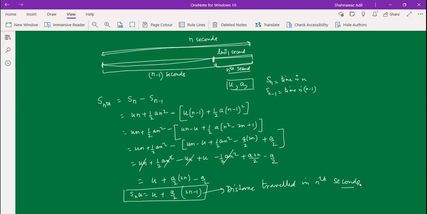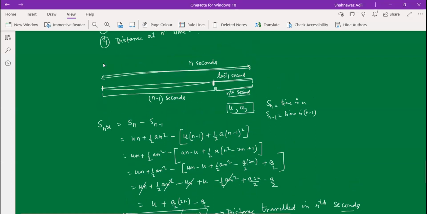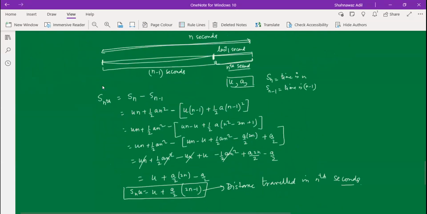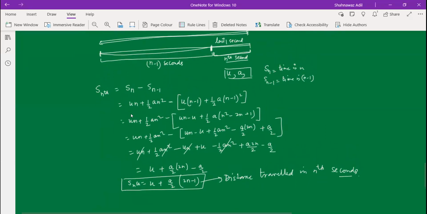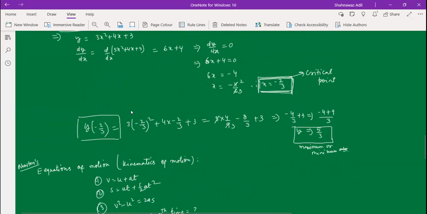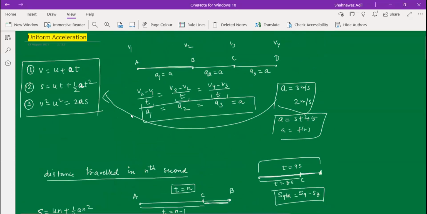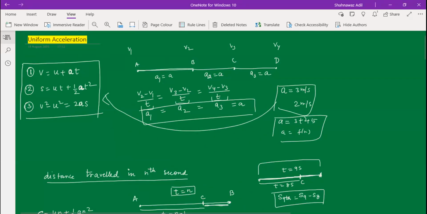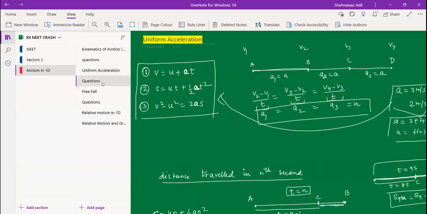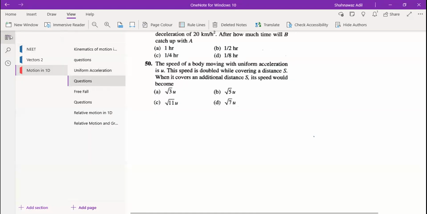Okay, so now let's do a couple of questions using the kinematics of motion. So all these four equations we will use, and we will try to find out the answer of certain questions. So let's do all these questions.